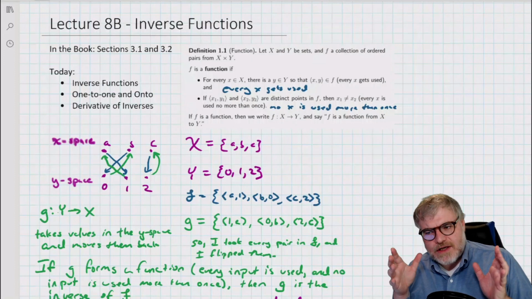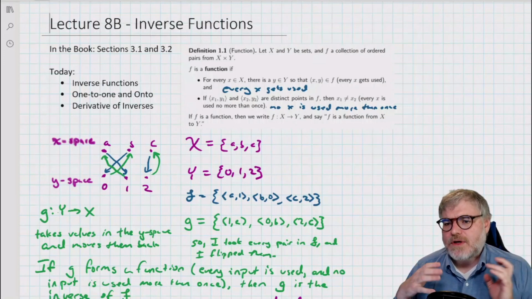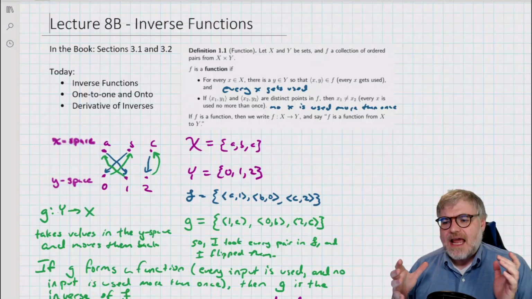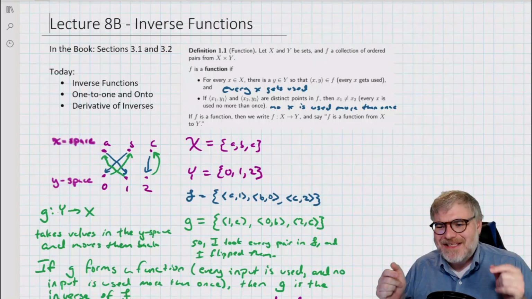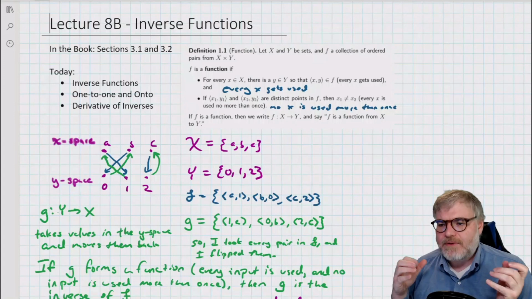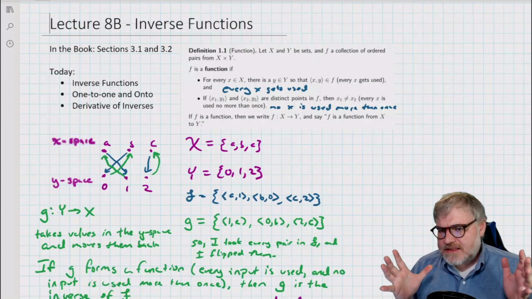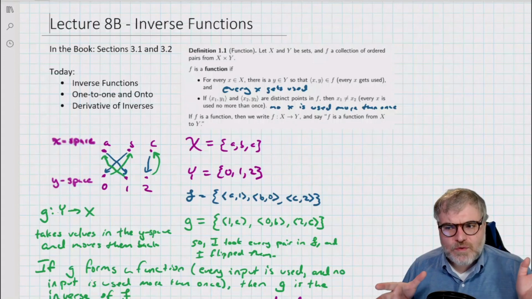Last time we talked about linearization and differentials. Today we're going to be talking about inverse functions, one-to-one and onto, what that means, and the derivatives of inverses. I mentioned last time that differentials was one way you could get at the derivatives of inverses. There's another way you can get at them also. So this is sections 3.1 and 3.2 in the book.